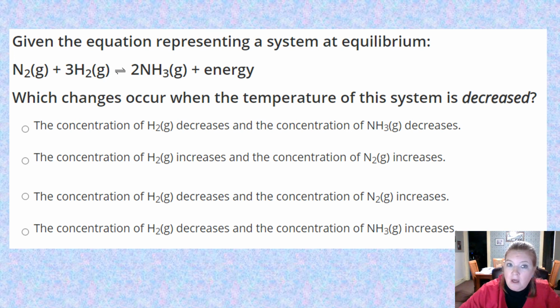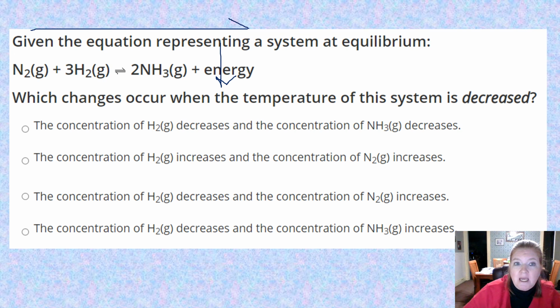All right, here's another equilibrium. What changes occur when the temperature is decreased? So where's temperature? Energy. Decrease it. What happens? Equilibrium shifts toward the side where you decreased. So that means if I'm shifting this way, I'm going to start using this up, increasing this, and increasing this.